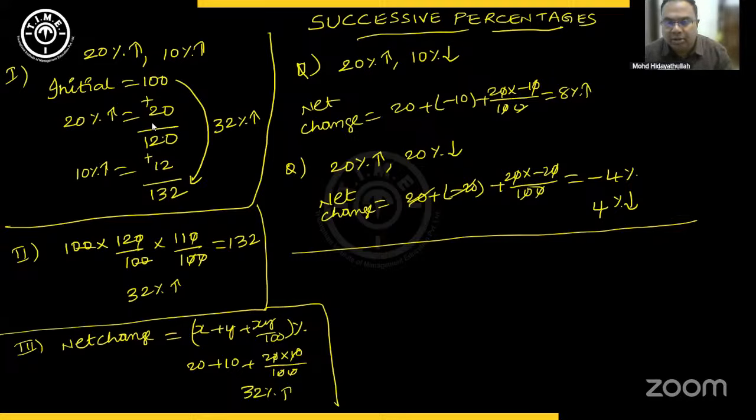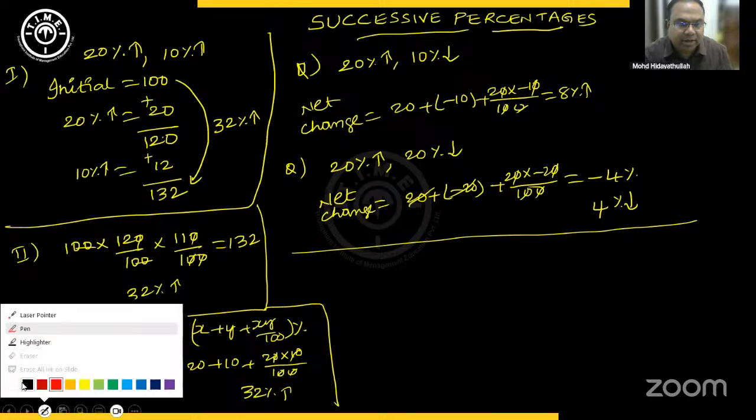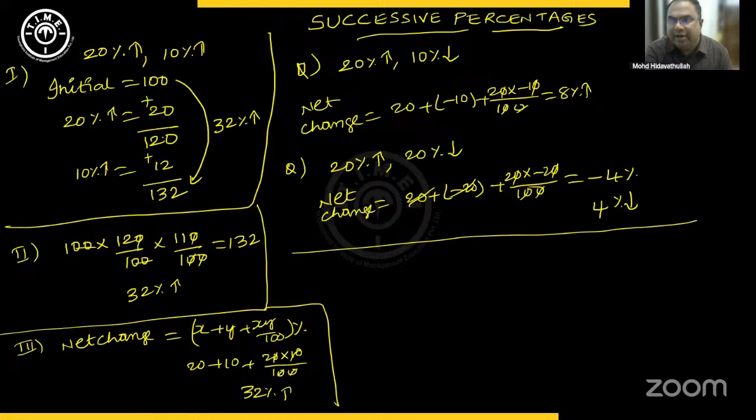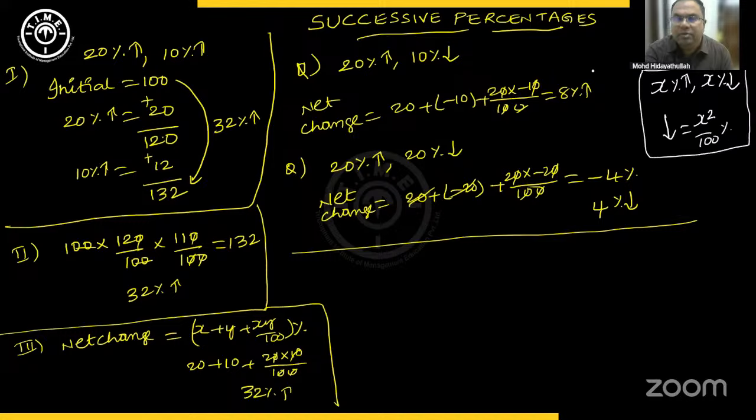Now, if a value has increased by X%, then decreased by X%, then overall there will be a decrease of X square by 100%. Now 20% increase, 20% decrease, overall I can say shortcut 20 square by 100, it will always be 4% decrease.